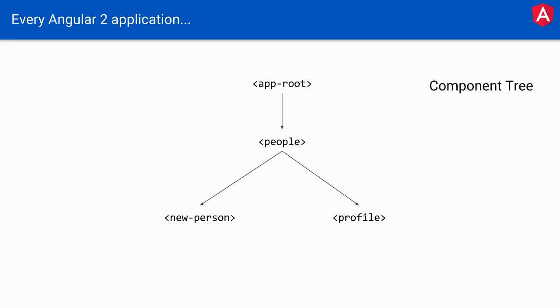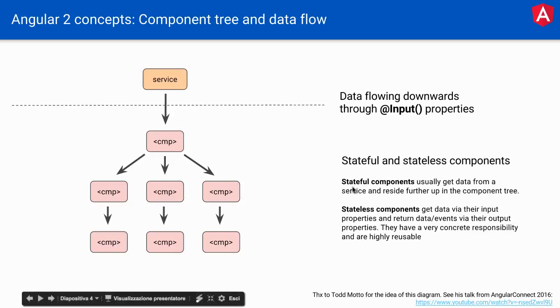And this is very important because the whole data flow is based on that tree shape. So in this tree structure, we have so-called stateful and stateless components. The stateful components are those which usually get data from somewhere, from the outside, like a service. And the stateless components on the other side get their data via input or output properties. Now, in our case, for instance, we have our people service at the very top, which gets the data, for instance, from some remote source. It passes it to our people component, which then basically has those stateless components like the profile component and the new profile component, and passes the data in via those input properties, if you remember.